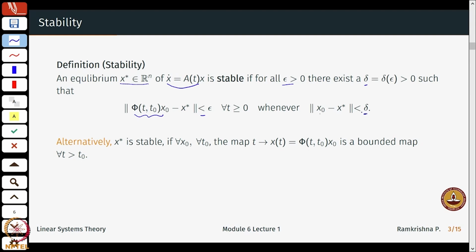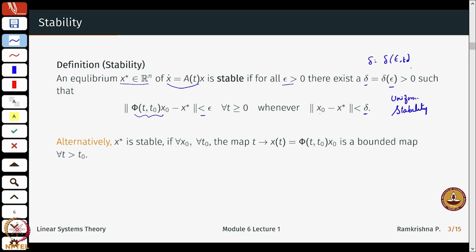whenever the norm of x0 minus x star is less than delta. We will come to where the epsilon and the delta come from. In some cases the delta depends on the initial condition, and in this case it is not depending on the initial condition. So this is usually also referred to as the concept of uniform stability.